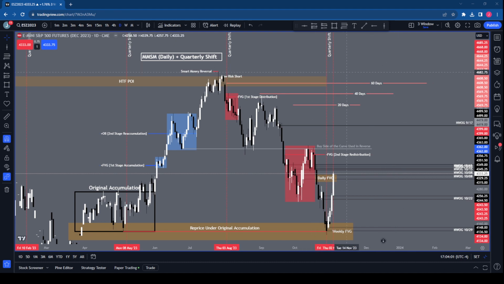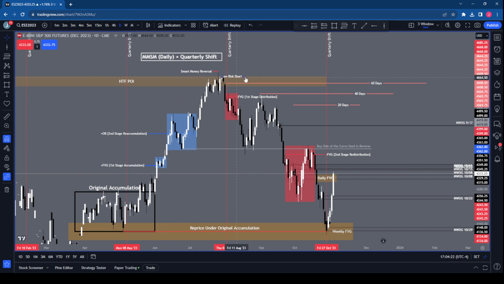If you look at what we have on the screen here, we have the daily chart on ES, and it's going to be pretty much the same for NQ. Again, these are the two biggest indices, so their general direction is the same.